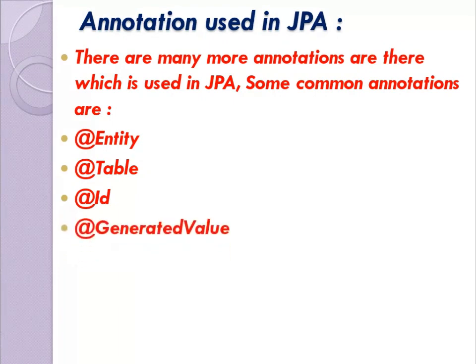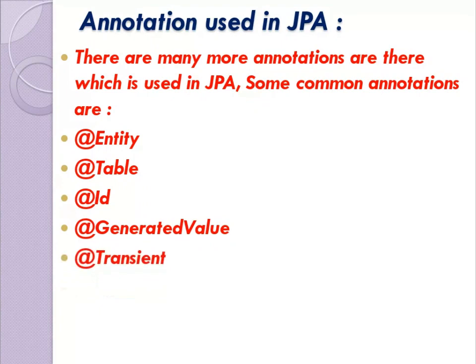@GeneratedValue. In the GeneratedValue annotation, we pass the strategy equal to GenerationType.AUTO or SEQUENCE. So the primary key attribute auto-increments. Suppose 1, 2, 3, 4, automatically it will increment. So that is GeneratedValue. And Transient, this is also an annotation.